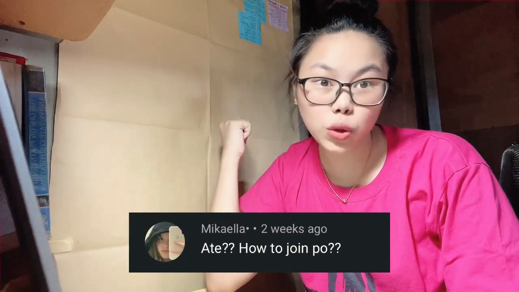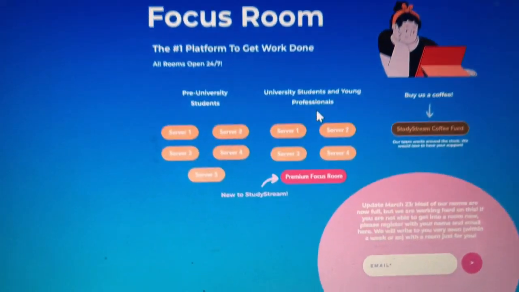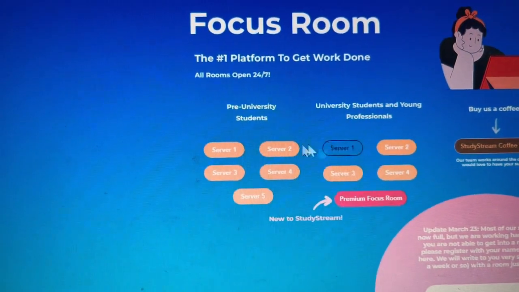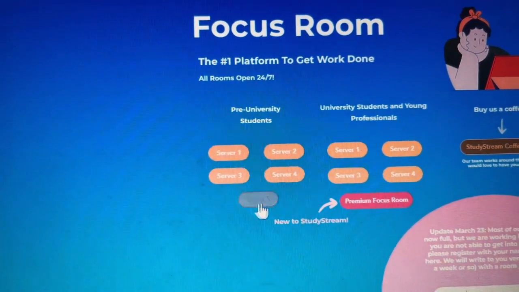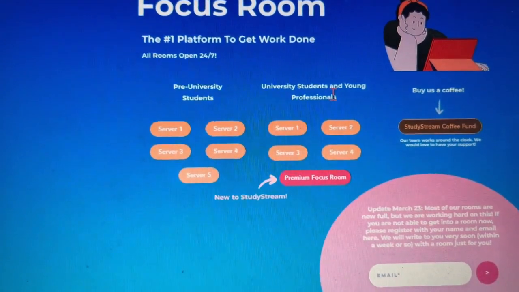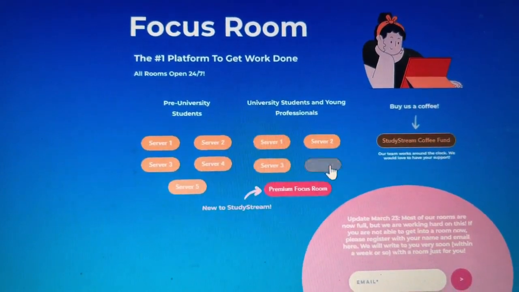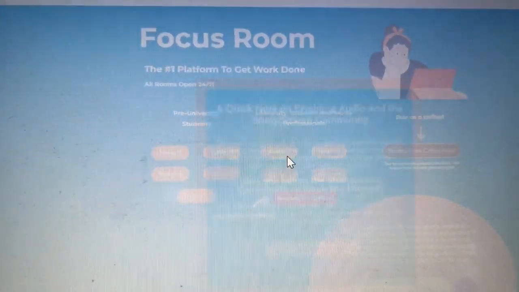First question, Ate, how to join po? How to join? I'm going to show you. So again, go to the website, click focus room, and choose any of the servers here. If you're a pre-university student, any of the 5 servers here. And if you're a university student like me, or you are a young professional, choose any of the servers here. So example, I'll click server 1.